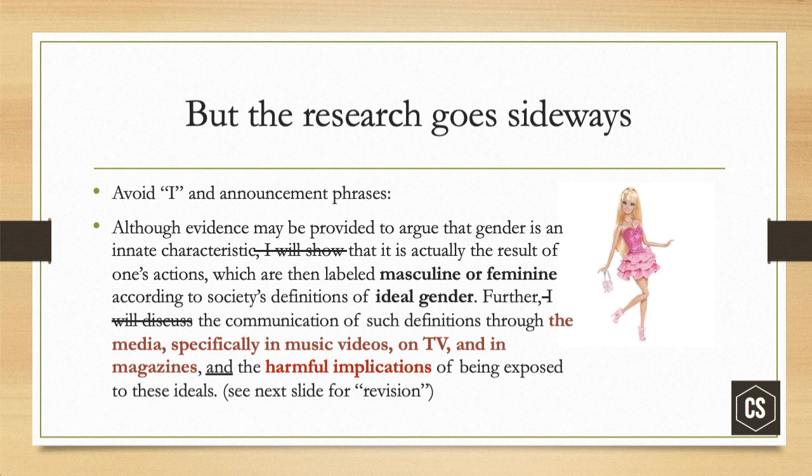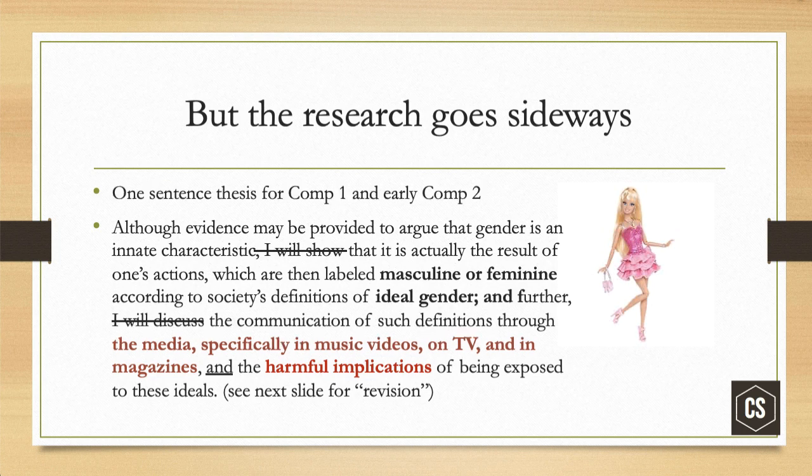So now we have to revise it. There's some clunkiness to this thesis statement that we want to get rid of. The first one is to get rid of the I or announcement phrases. Typically, these statements serve no purpose in the paper. We know it's your paper, so we know that you're going to show. We know that you're going to discuss. So we just get rid of the I will show and the I will discuss from there, because we know it's your paper. We know these are your ideas.